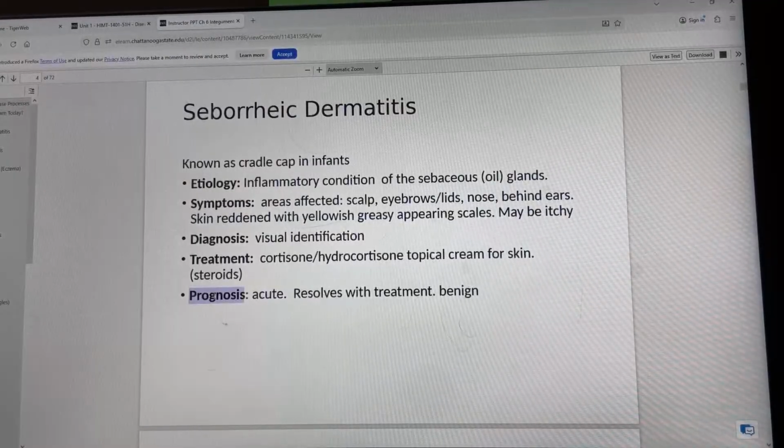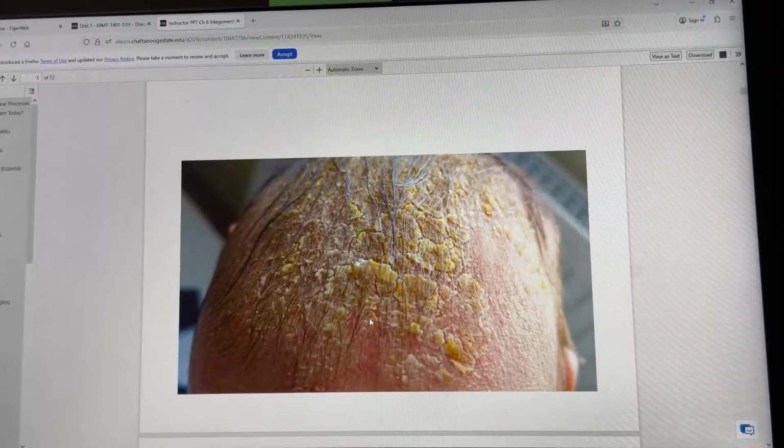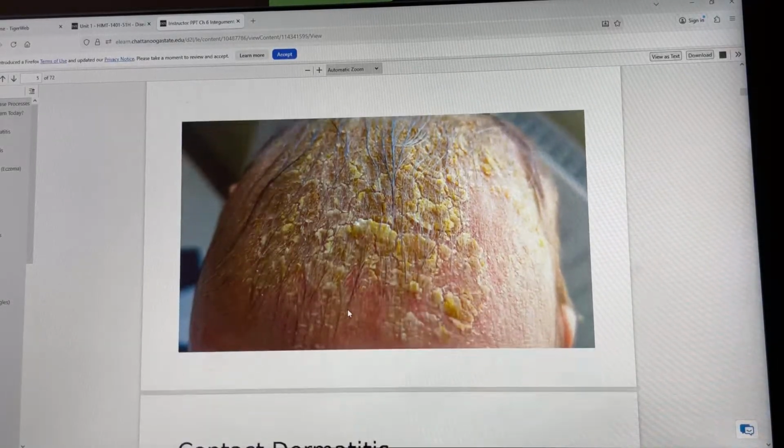Okay, prognosis. Again, what's prognosis mean? Right, like what's the outlook for this disease? What's the natural progression? Is this a chronic condition? What's the course of this disease process look like? So this is an acute condition. That means it comes on fast and then it usually resolves. It's benign, so nothing really to worry about. It's just more of a cosmetic issue, so nothing dangerous. Any questions on that one?